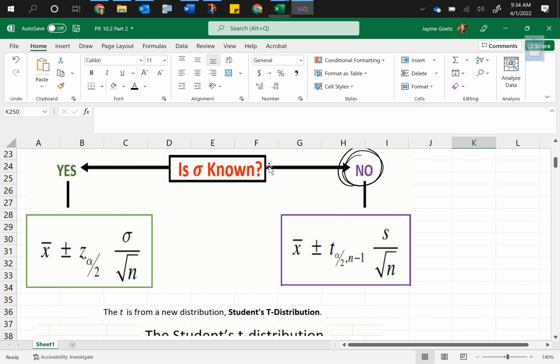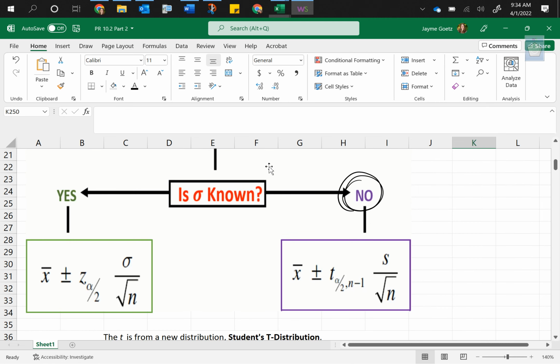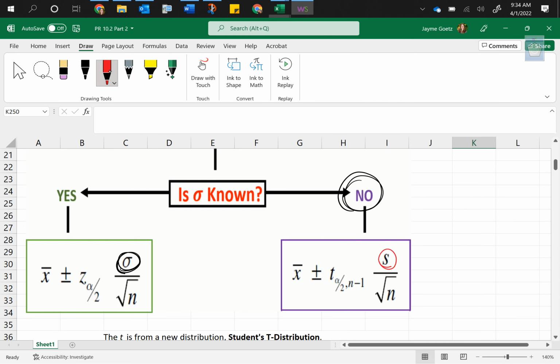Now let's compare these two formulas that we're going to be talking about. Last class period, we took the sample mean and we added or subtracted the z value times the standard deviation over the square root of my sample size. This was known as my margin of error. This class period, it's almost exactly the same thing. But since we don't know sigma, we have to use S, which is the sample standard deviation, okay? We have to use S instead of sigma.